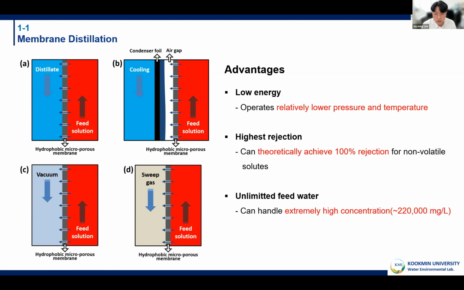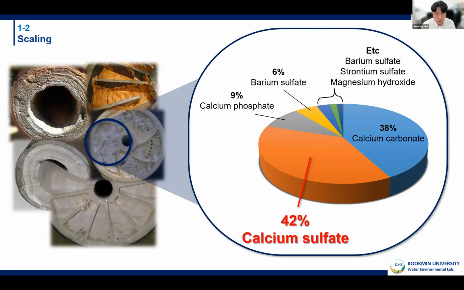One of the most serious problems in membrane processes, including MD, is scaling. Once scales are generated, they are difficult to remove because the bonding force between the crystals and the membrane increases after a certain time period, and consequently makes the OPEX higher. According to research, among a lot of scaling ingredients, calcium sulfate accounted for the largest portion, with 42%.